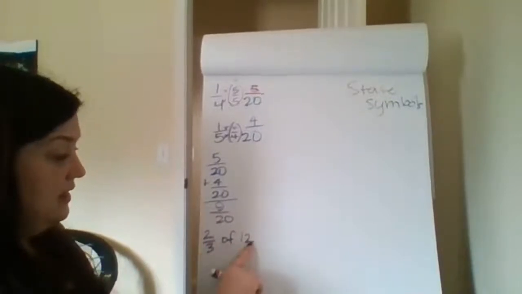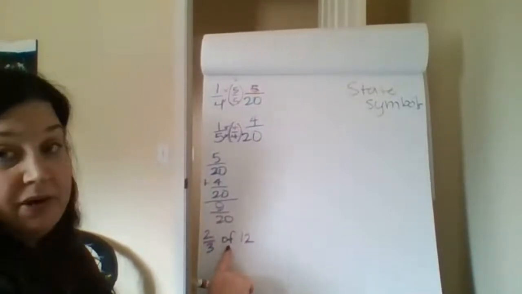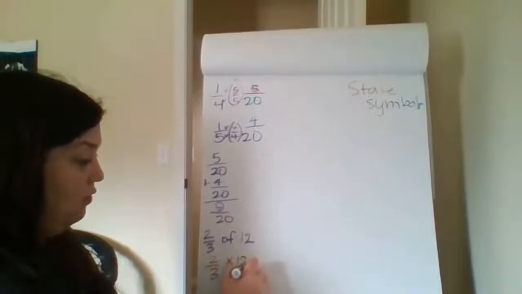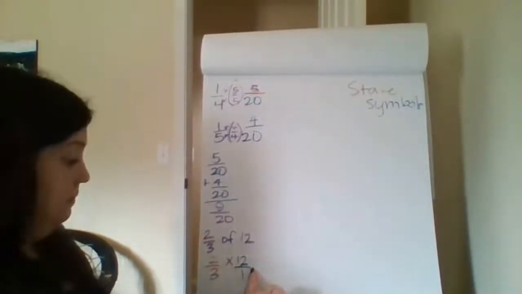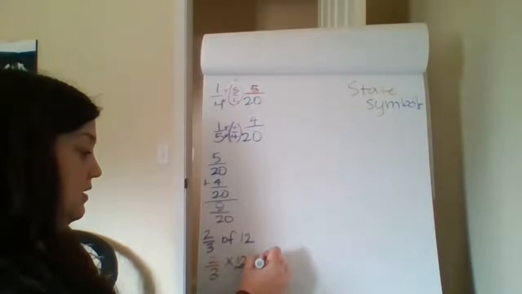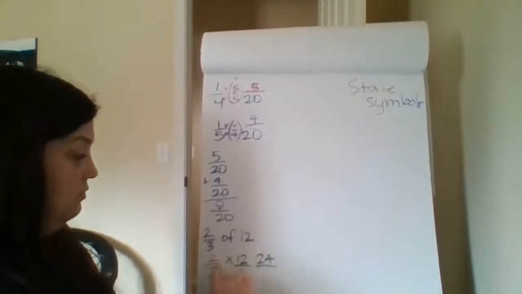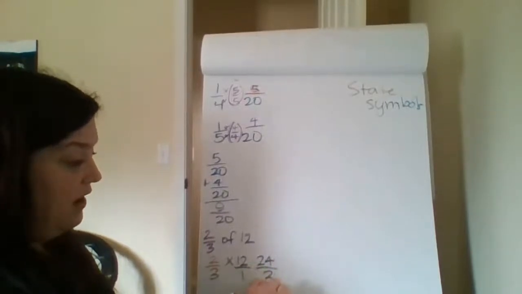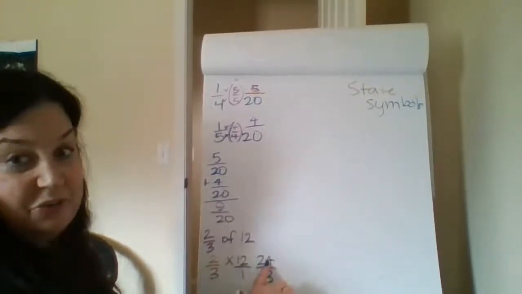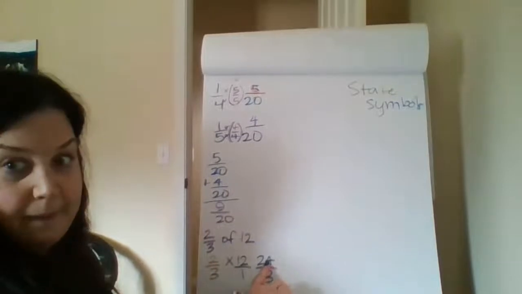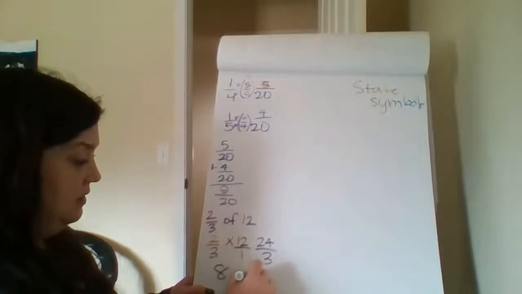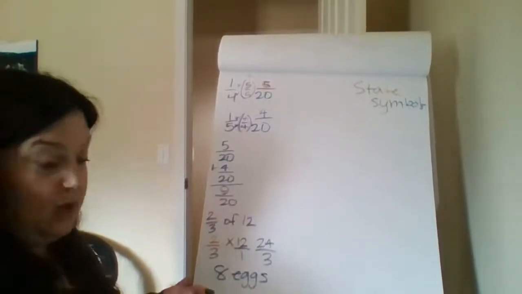So now let's make these into fraction modes. And you guys remember in math land, of means multiply. So we have 2/3 of 12 over 1, because that's what we do with whole numbers, right? So 2 times 12 is 24. 3 times 1 is 3. Now, you can either divide, or do you know how many 3's can go into 24? 8. So we have 8 eggs. Okay.